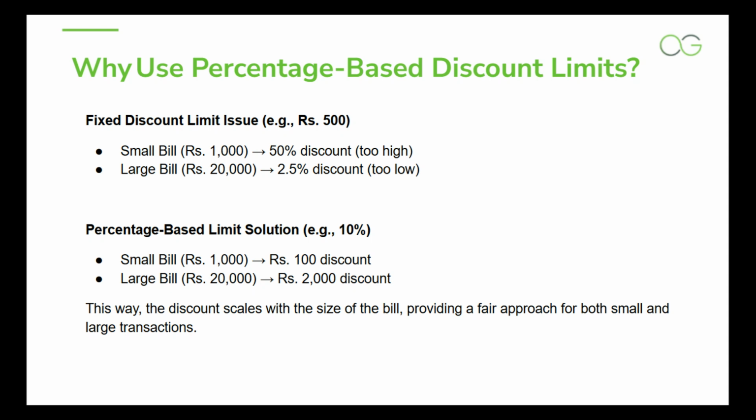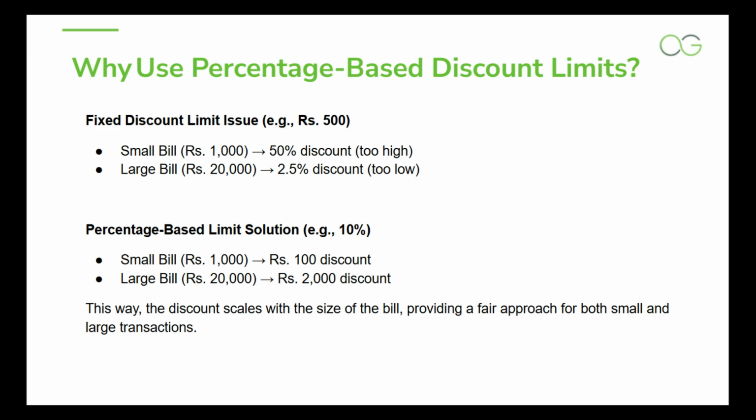On a small bill of Rs 1000, Rs 500 would be a huge discount, that is 50%. But on a large bill of Rs 20,000, Rs 500 would only be 2.5% discount, which might not be enough if a larger discount is needed to close a sale. With a percentage based limit like 10%, it works more consistently. On a Rs 1000 bill, the limit would be Rs 100, and on a Rs 20,000 bill, it would be Rs 2000.